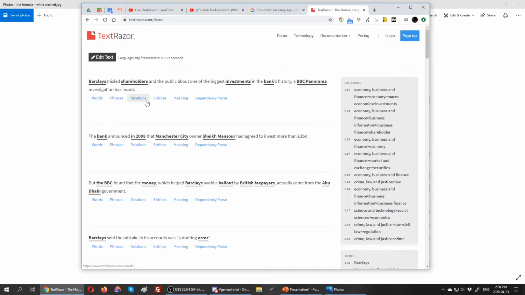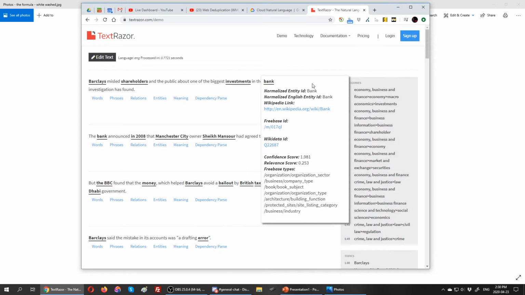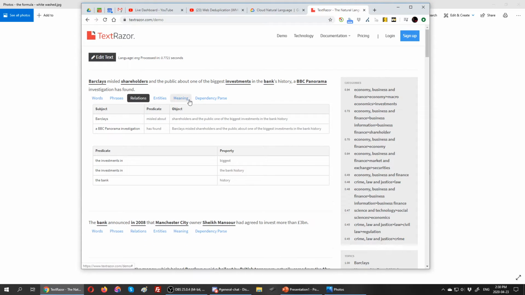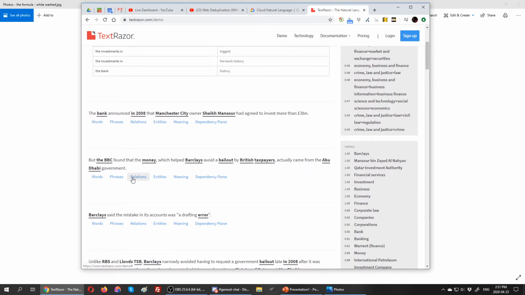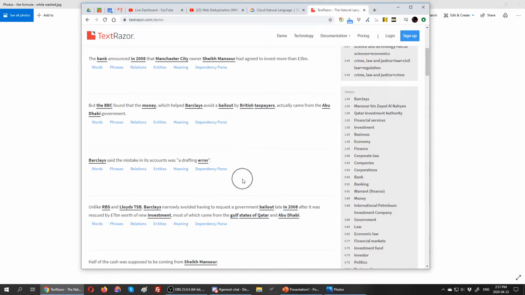Barclays, misled, words, phrases, relations, entities. Oh yeah, interesting. So the bank gives you some information. See the relations, the predicate, the object. See, it's just all grammar processing, you see? This is close, but the problem is that you don't know which one it is.